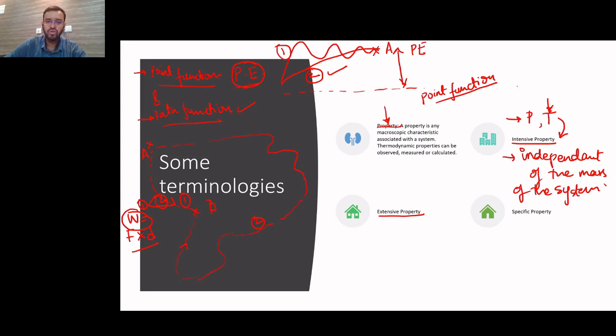If you have a box and you have filled it up with atmospheric air, whether you have filled up a small box or a large box, the pressure inside is going to remain the same. So it is independent of the mass of the system, and hence these are intensive properties. Extensive properties are the exact opposite. They are dependent on the mass of the system.